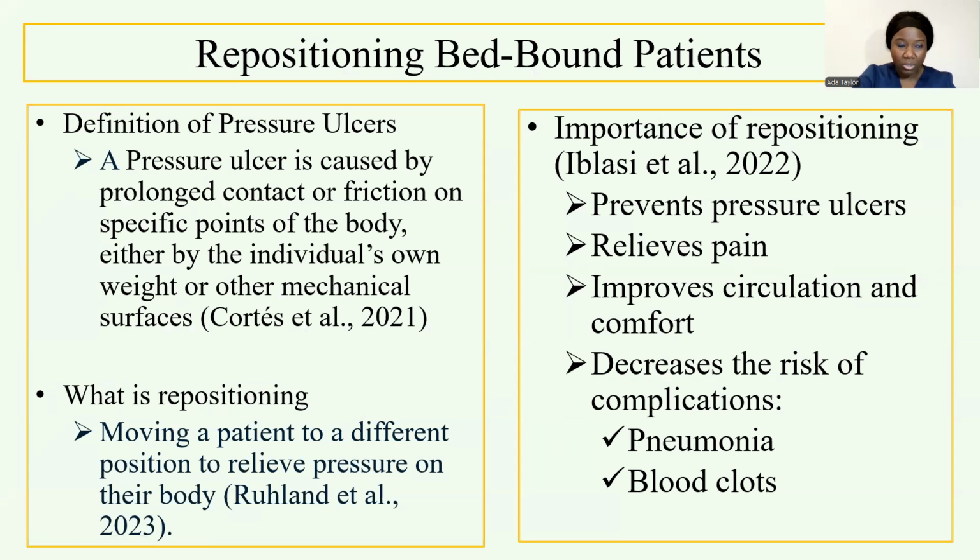Repositioning bed-bound patients. Pressure ulcer definition: it is caused by prolonged contact or friction on specific points of the body, either by the individual's own weight or other mechanical surfaces, according to Cortes et al. 2021. Repositioning is moving a patient to a different position to relieve pressure on their body. That's Rowland et al. 2023.